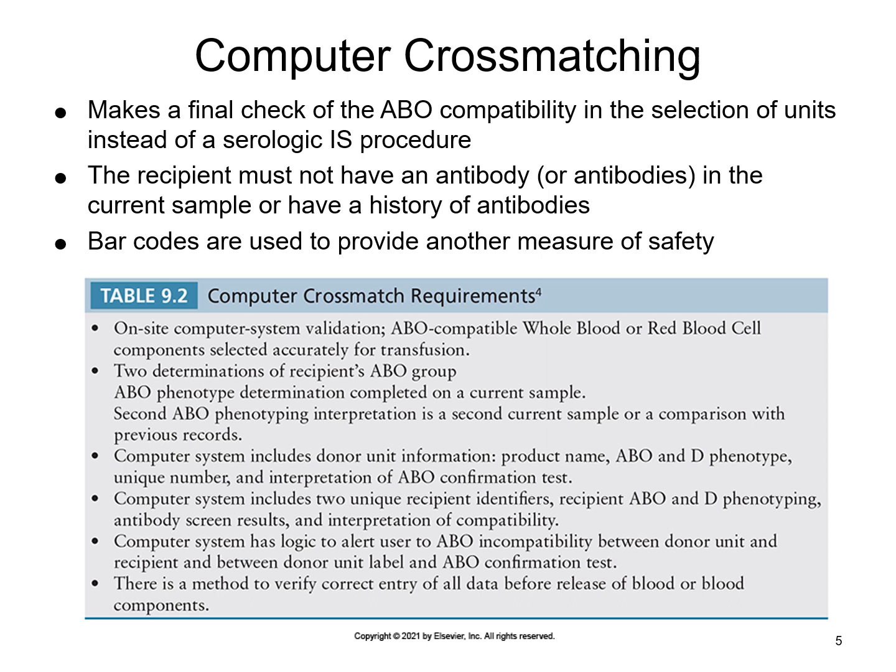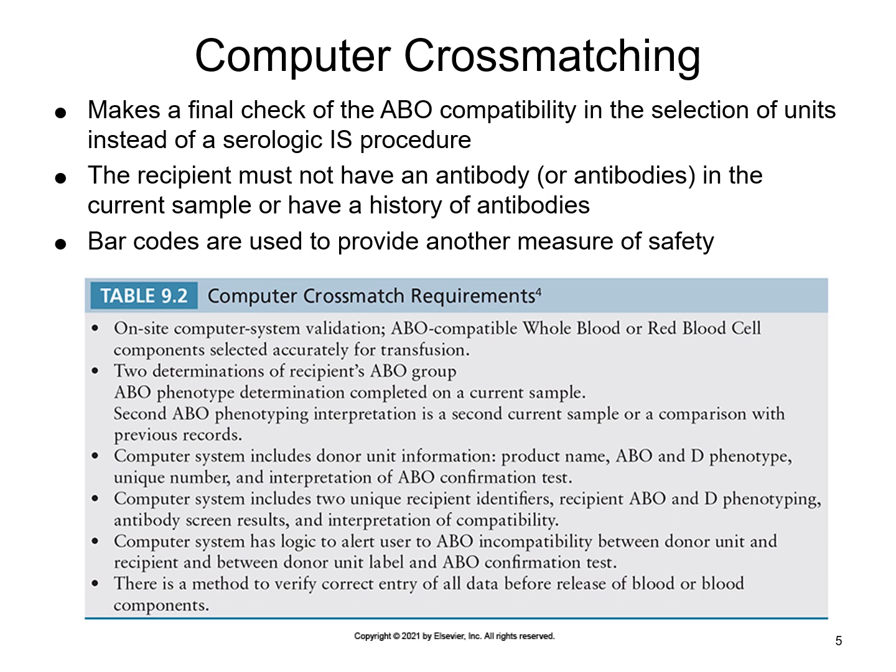The computer system includes donor information, so it's going to be information on the product itself, including the blood type, those unique identification numbers, the fact that it's been ABO confirmed once you got it in your facility, so you do that ABO recheck on that donor unit. The computer system will have two ways to uniquely identify the recipient, and so it's also going to include the recipient's blood type and their Rh phenotype, the antibody scheme results, and interpretation of any sort of compatibility.